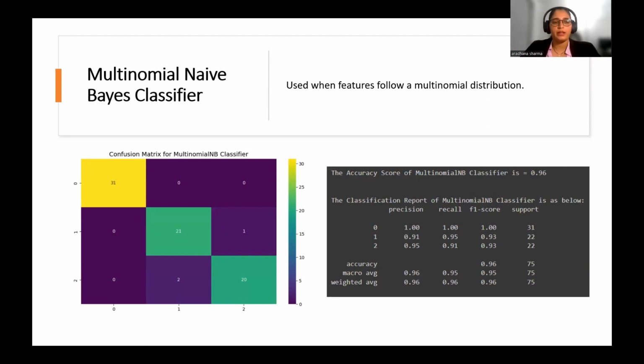Second naive Bayes classifier is the multinomial naive Bayes classifier. This classifier can be used when features follow a multinomial distribution. We used this classifier to classify the Iris Flower dataset, and here are the results. Class 1 had 100% accuracy. Class 2 had 1 data sample that was misclassified. Class 3 had 2 data samples that were misclassified. We have an accuracy score of 0.96 for this classifier.